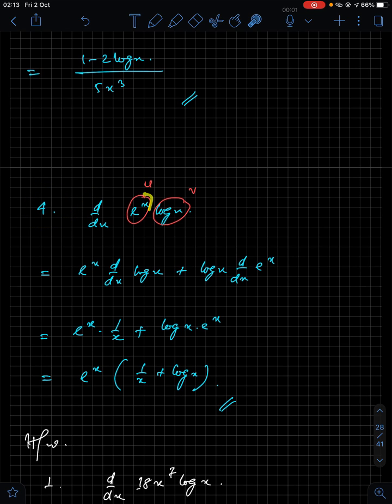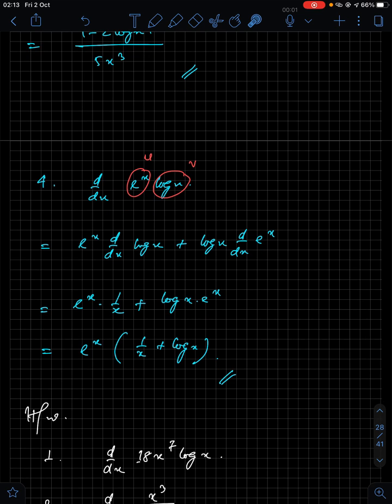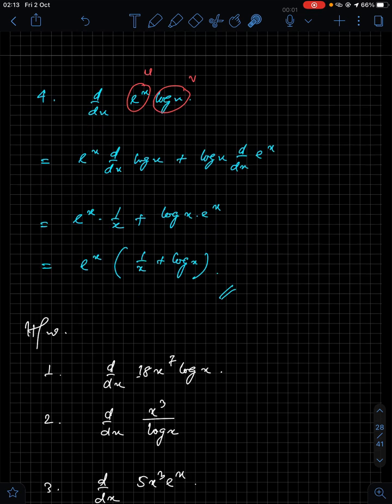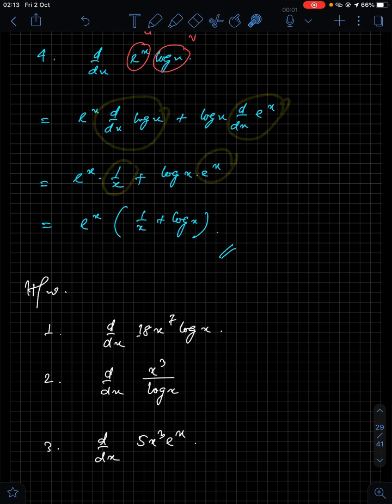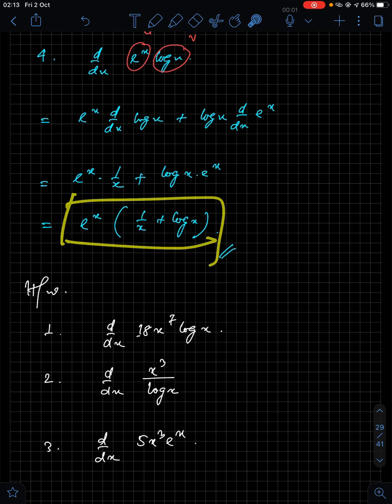So next question number 4. So here you have d/dx of e to the power x into log x. So e to the power x is taken as u and log x is taken as v. So by the product rule, e to the power x d/dx of log x plus log x d/dx of e to the power x, that is u d/dx of v plus v d/dx of u. So d/dx of log x will get you 1 by x, okay, and d/dx of e to the power x will get you e to the power x. So what you get here, like you can take e to the power x common and what remains behind is 1 by x plus log x. Therefore your answer is e to the power x times (1 by x plus log x).